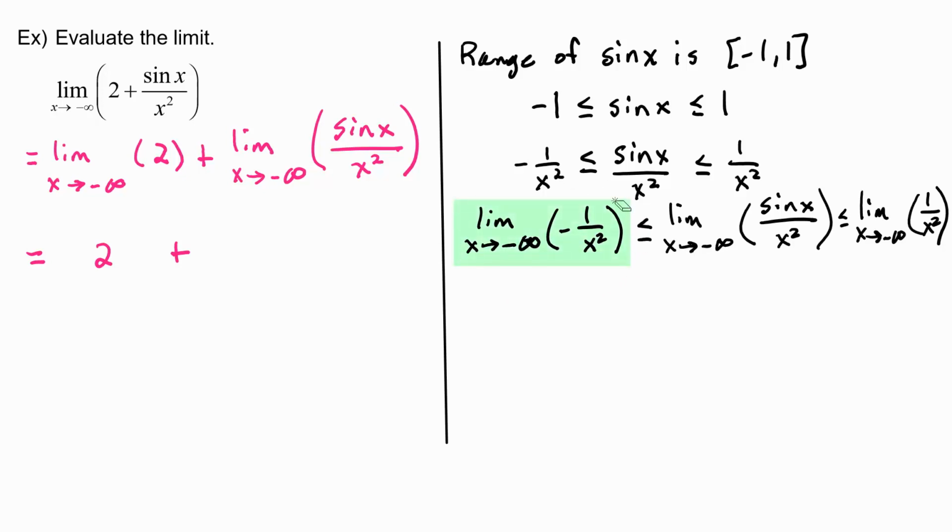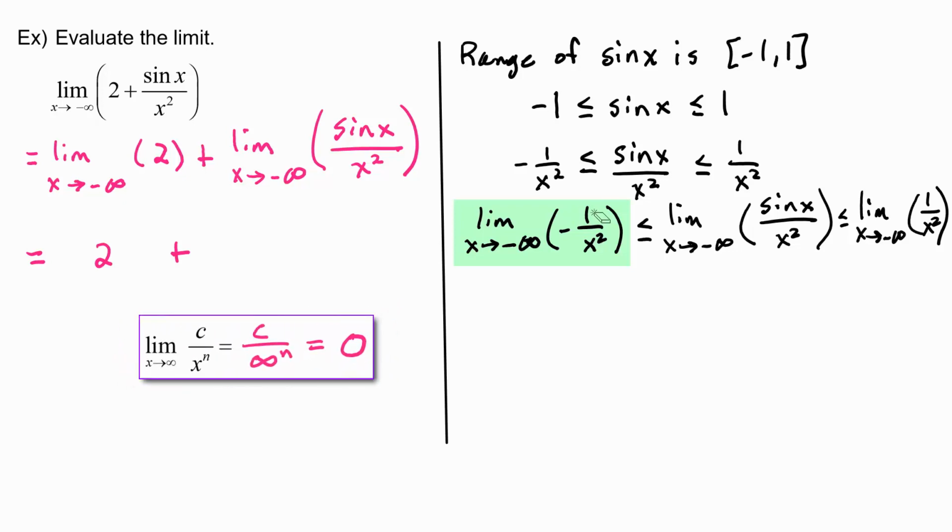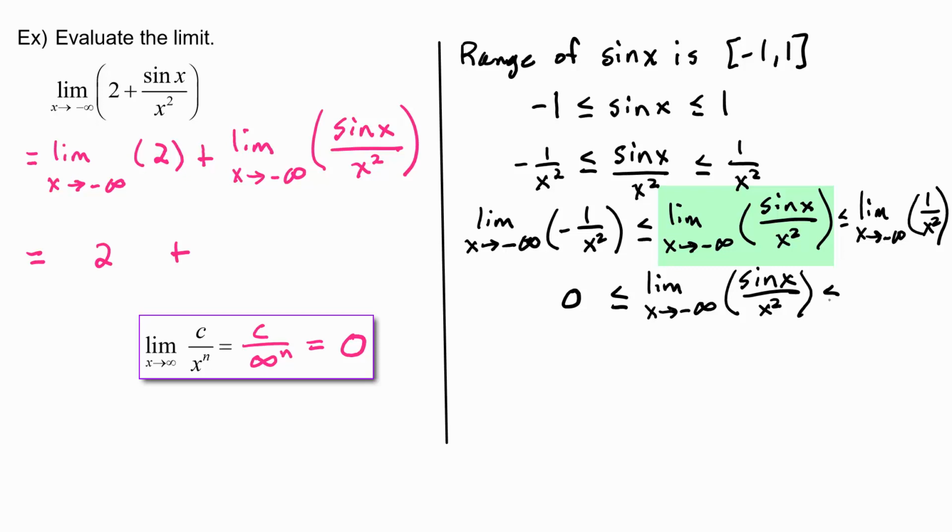The limit as x goes to negative infinity of negative 1 over x squared. Now here we can apply that rule. We have a constant over infinity that's going to 0. In the middle we have the limit as x goes to negative infinity of sine x over x squared, less than or equal to, over here we have the limit as x goes to negative infinity of 1, which is a constant, over x squared, which is like x to the n. This is also going to 0.